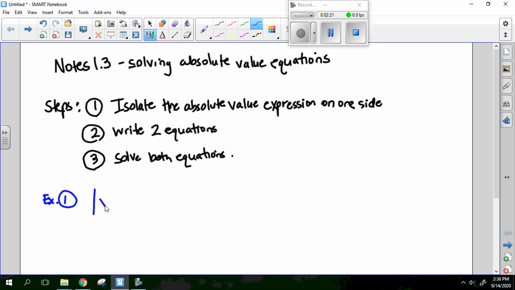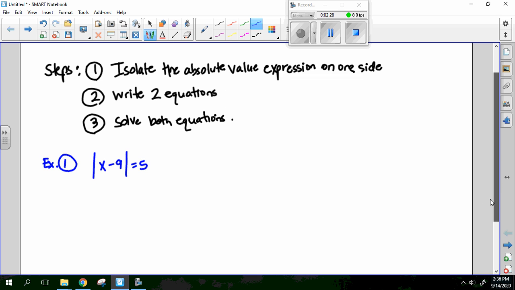We have the absolute value of x minus 9 equals 5. Okay, well, if we're looking at the steps, we're supposed to isolate the absolute value expression on one side. All right, well, when I say the absolute value expression, I'm talking about the part that has the absolute values around it. And it is, in fact, already isolated on the left. Okay, so we're done with step one.